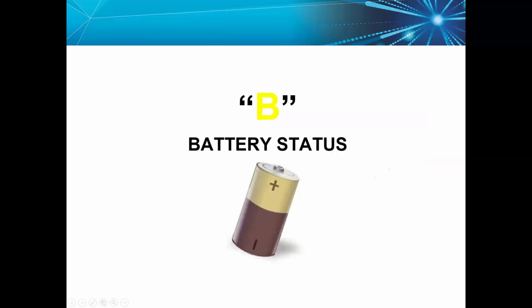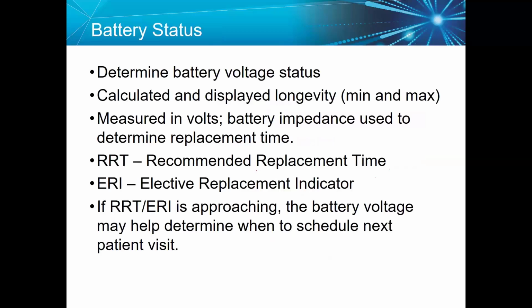Then we go for battery status, which determines the battery voltage. The status is calculated as play longevity, measured in volts, and battery impedance is used to determine replacement time. What is meant by RRT, recommended replacement time, and ERI, elective replacement indicator? If RRT and ERI are approaching, the battery voltage may help determine when to schedule the next patient visit.